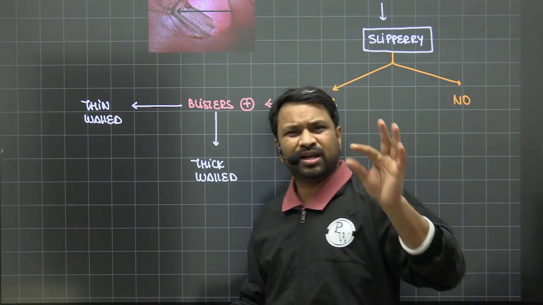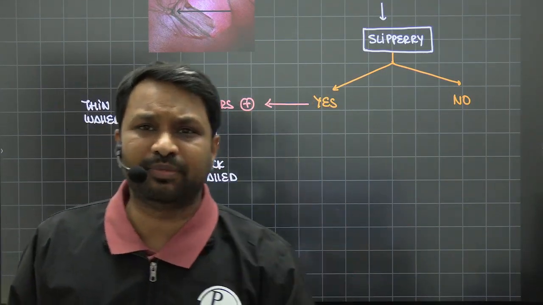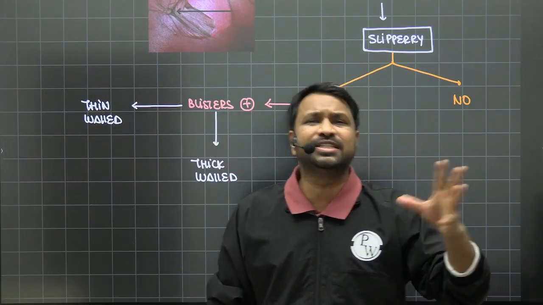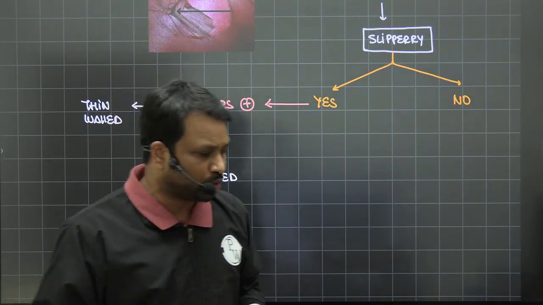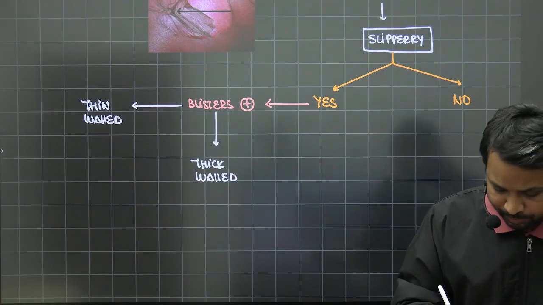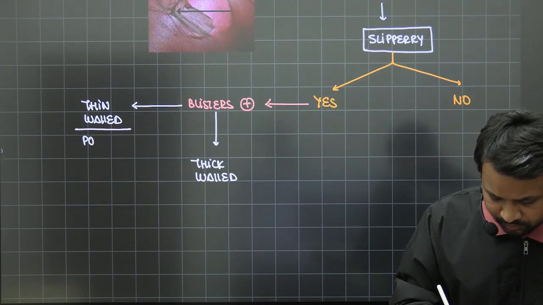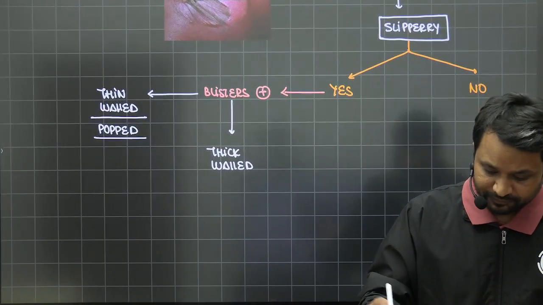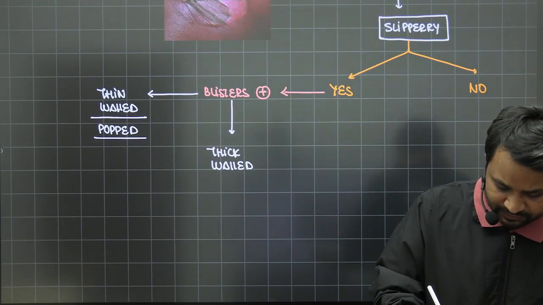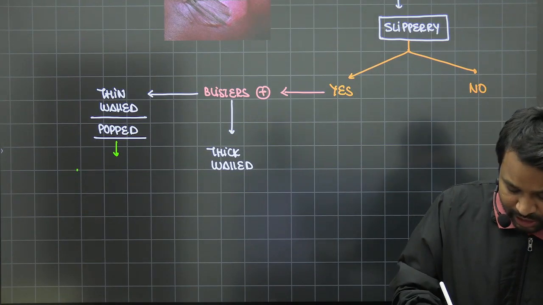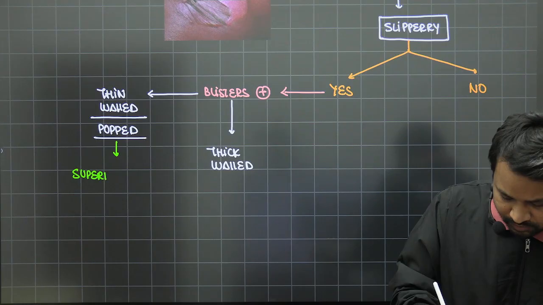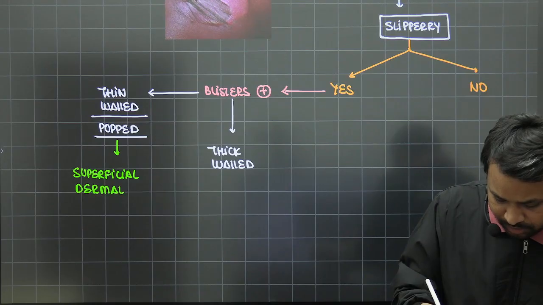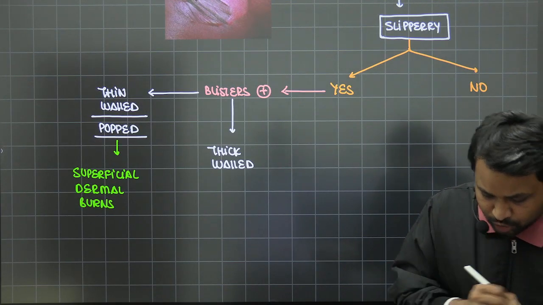So how do you know thin walled? You can see the fluid beneath is quite visible. It is evident. The fluid is visible basically, and the wall is very thin. Thin walled blisters usually get popped. When I say popped, they usually burst open. If that is the case, you can safely say that you are dealing with superficial dermal burns.